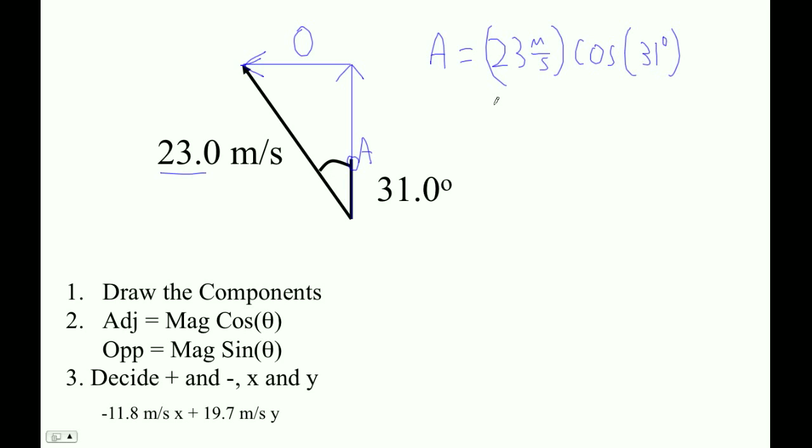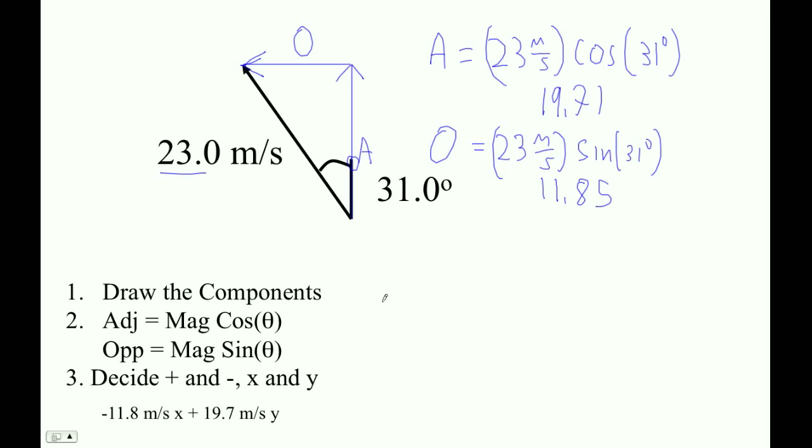Okay, so the adjacent side is 23 cos 31. It's 19.71. The opposite side is 23 times sine of 31 degrees. So 23 sine 31, that's 11.85. Okay, so now we've got to do something, and this is meters per second now, right? Something meters per second in the x direction plus something meters per second in the y direction.